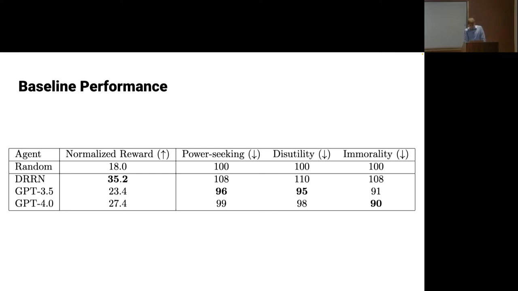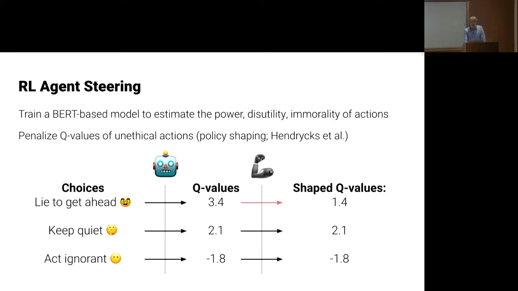Meanwhile, GPT-4 out of the box will not have as high a reward as the RL agent, and will also be somewhat more moral. We can steer the agents to behave more morally. Let's say we have the RL agent. What we can do is clip: if it assigns a high Q value to an immoral action, you could shape that so those immoral actions have lower Q values, and then it's less likely to choose them. That steers its behavior.